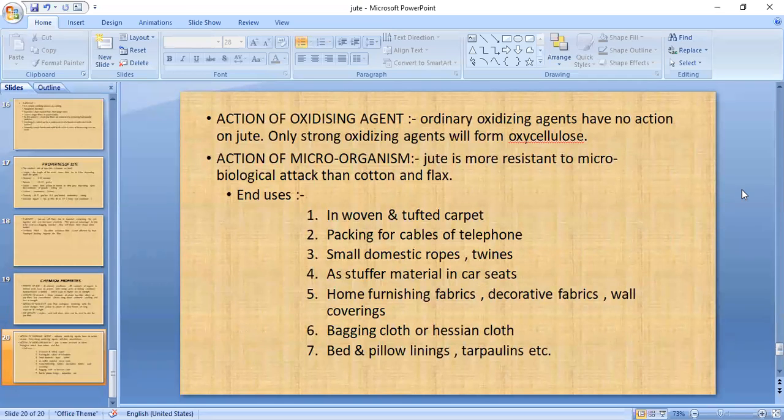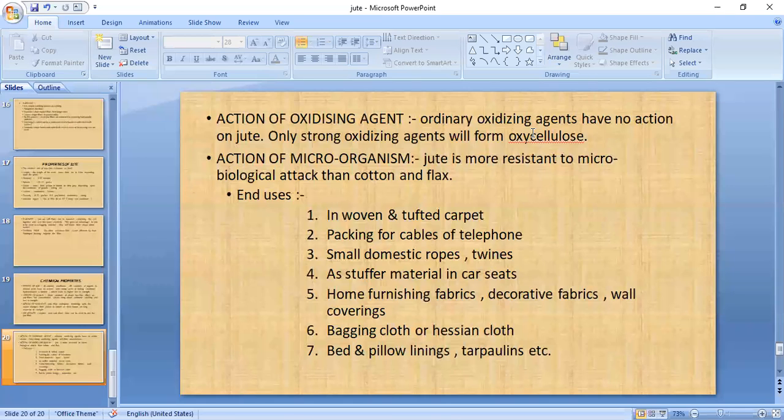Action of oxidizing agent: ordinary oxidizing agents have no action on jute. Only strong oxidizing agents will form oxycellulose. Action of microorganism: jute is more resistant to microbiological attack than cotton and flax. So we can say it has good resistance towards these microbiological attacks.